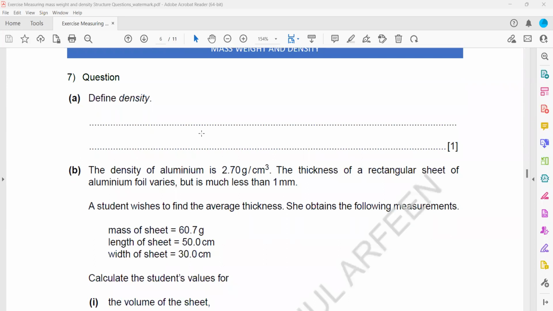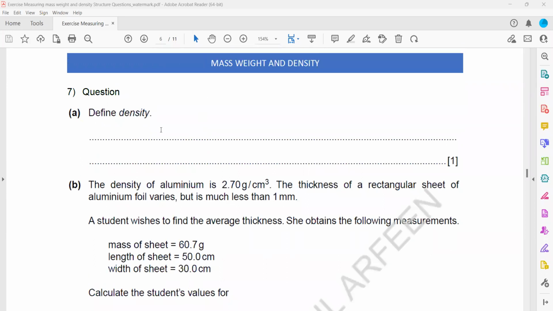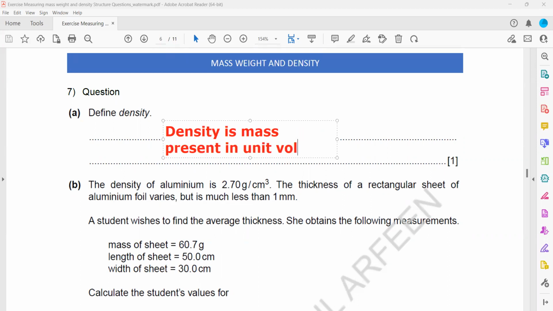Define density. For the definition, density is mass present in unit volume. In physics, sometimes, even when they ask you to define density, if you write a formula, they accept it.